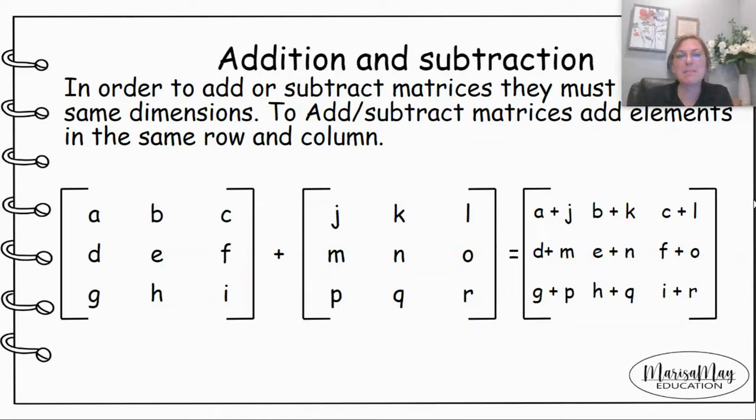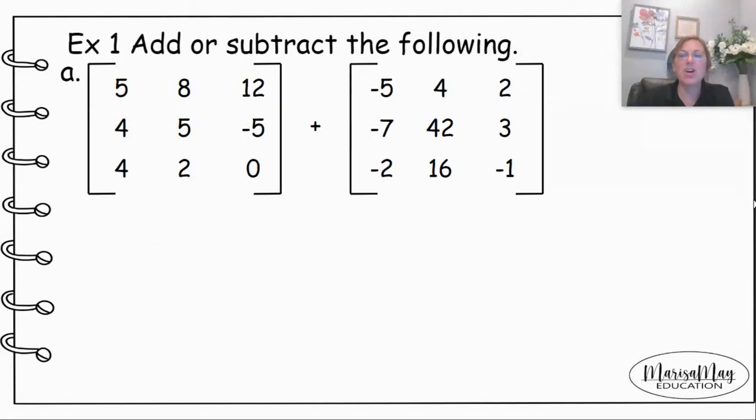Let's take a look at an example with some numbers in it. So if we're going to add these 2 matrices, I want you to notice that the first one on the left has 3 rows and 3 columns. The one on the right also has 3 rows and 3 columns, so we know we can add them. Now, we're going to add corresponding elements. That means that we're going to take the 5 that's in the top left of the first matrix, we're going to add it to the -5 that's in the top left of the second matrix.